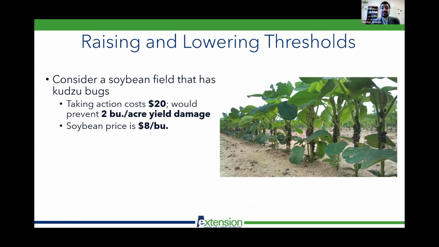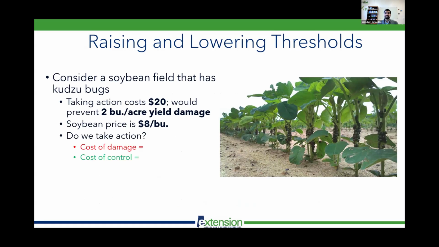So, a quick example: if we have a soybean field that has kudzu bugs shown in that picture, the cost of control might be $20. If we want to prevent economic damage, let's suppose that spending that $20 would prevent 2 bushels per acre in yield damage. And let's say, for example, the soybean price were $8 per bushel. So the question is, do we take action?